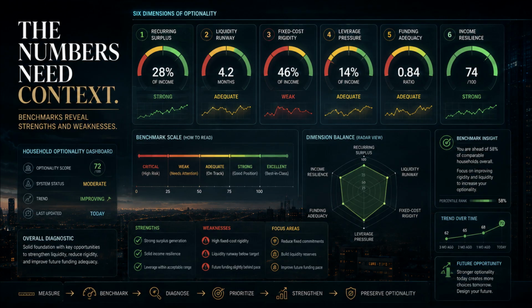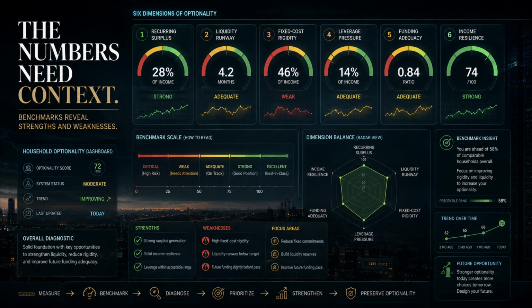Higher again is better. For fixed cost rigidity, a ratio below 20% could be excellent, 20 to 35% strong, 35 to 50% adequate, 50 to 65% weak, and above 65% critical.